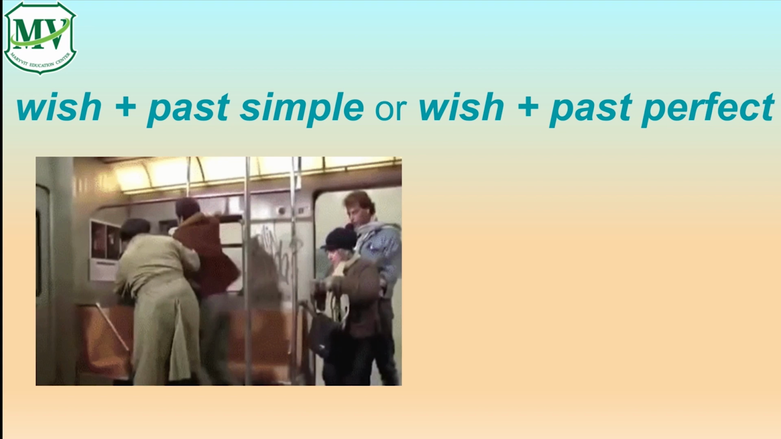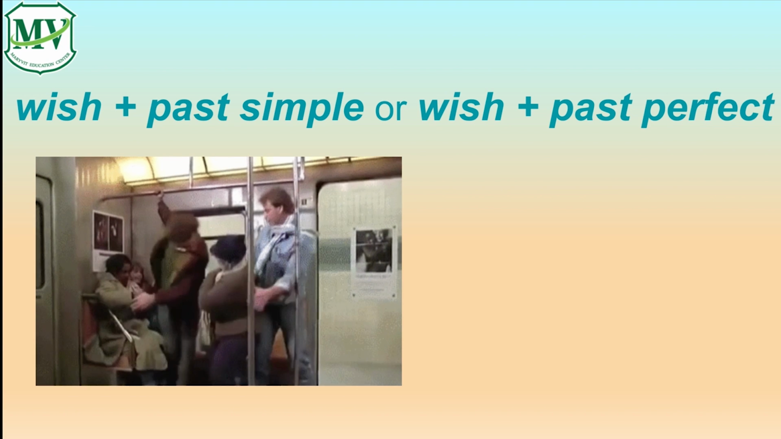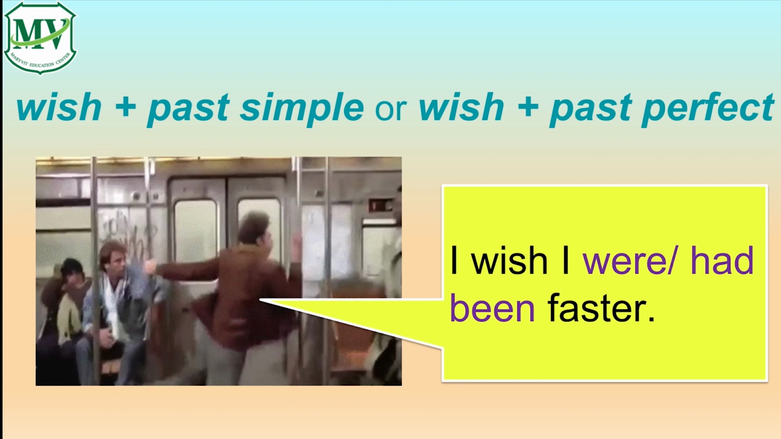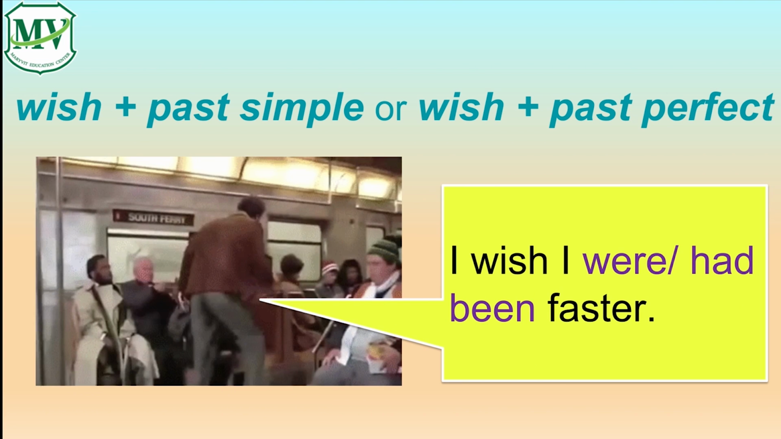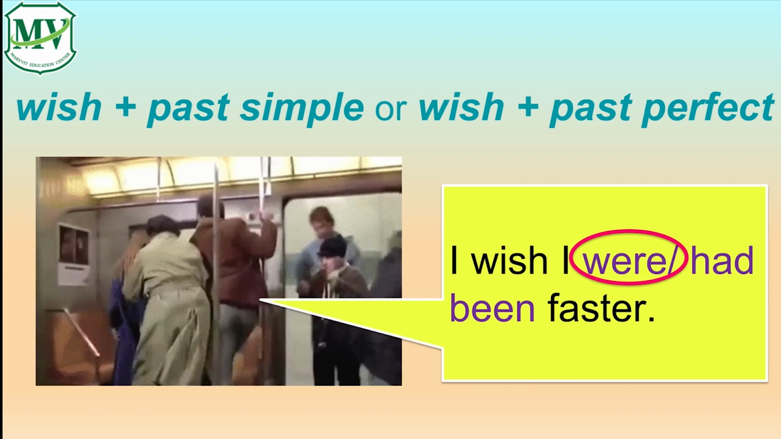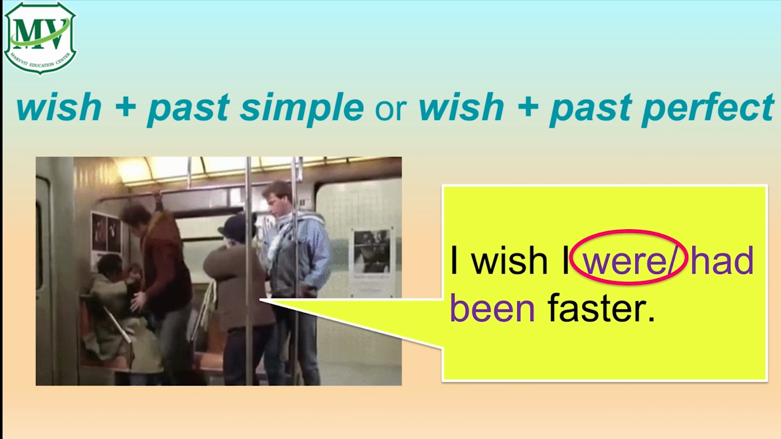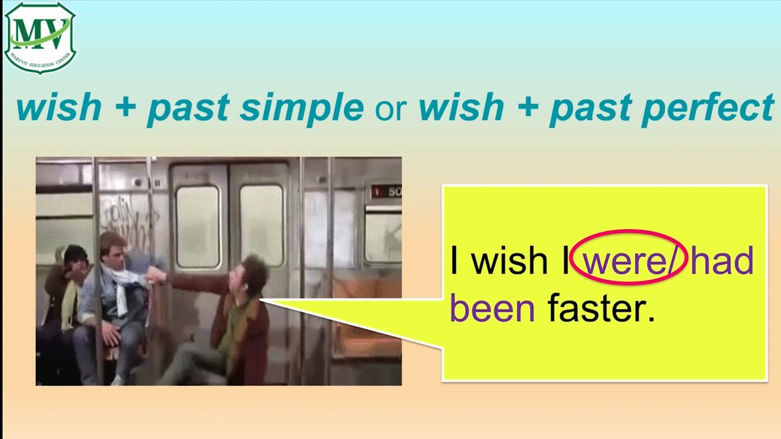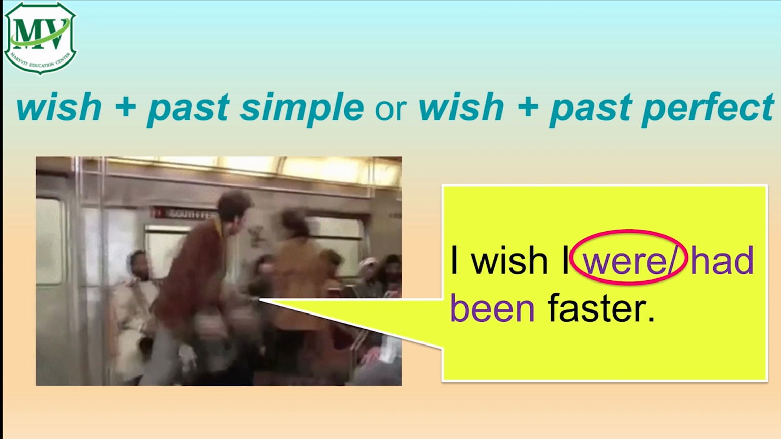Another example, wish plus past simple or wish plus past perfect. That's right. This person wants a situation in the present to be different, so he might say, I wish I were faster, so I could get a seat.